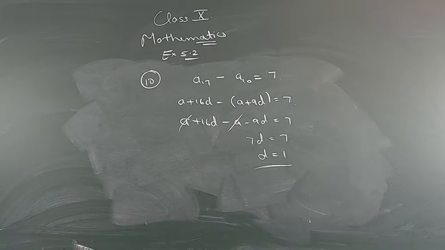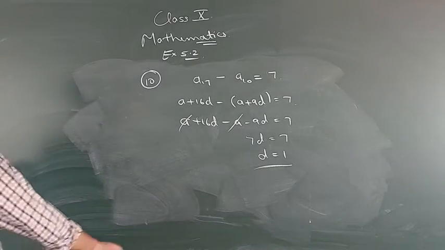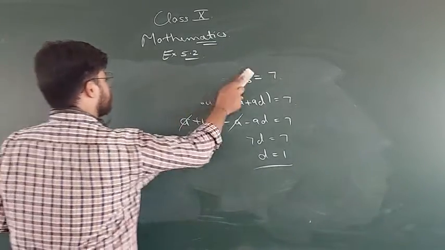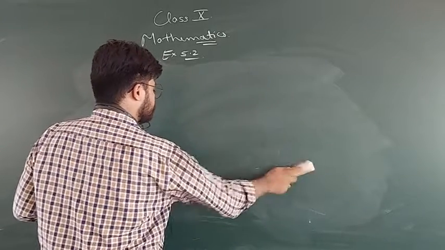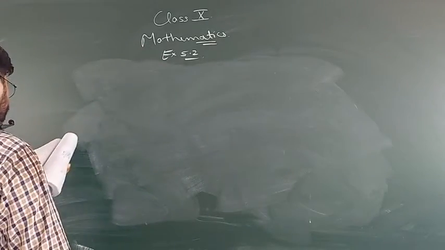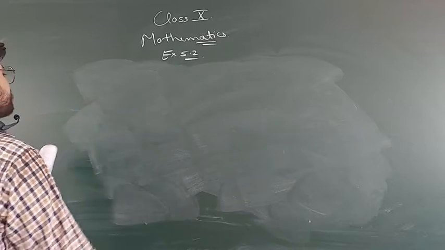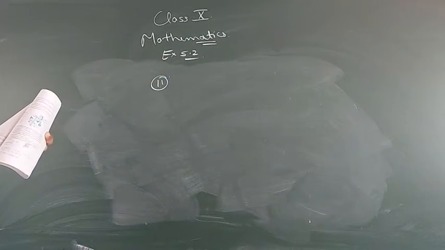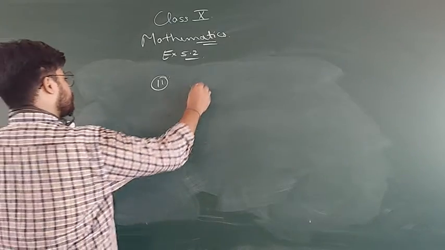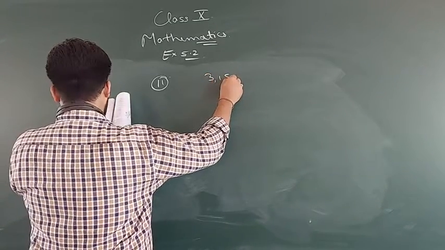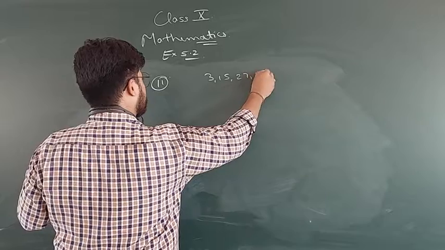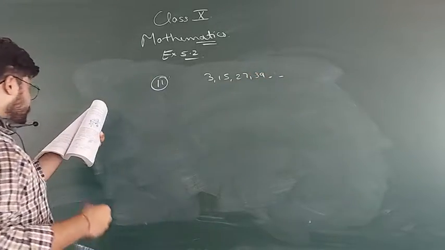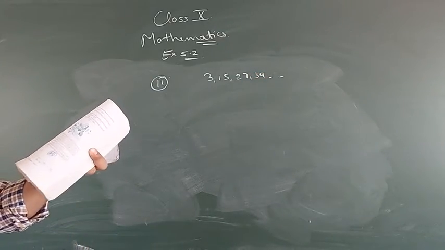Now 11th question. The last question for today's class, question number 11. Tomorrow or the day after tomorrow we will complete the exercise. Question number 11 is: the AP is given as 3, 15, 27 and 39. Which term of this AP will be 132 more than its 54th term?